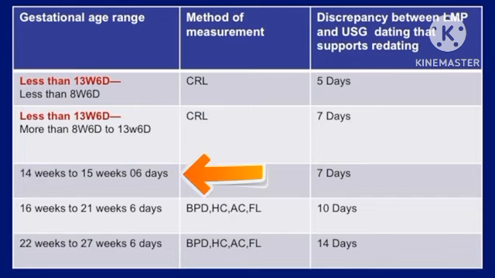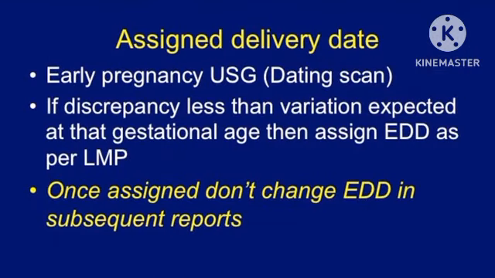Beyond 14 weeks, it is divided into 14 to 16 weeks, 16 to 22 weeks and beyond 22 weeks. And the difference which is in that acceptable range is 7 days, 10 days and 14 days. But of course, beyond 22 weeks, it's not a good time to reassign the gestational age or to do a dating scan. So at early pregnancy USG, at the dating scan, the delivery date can be assigned very well.